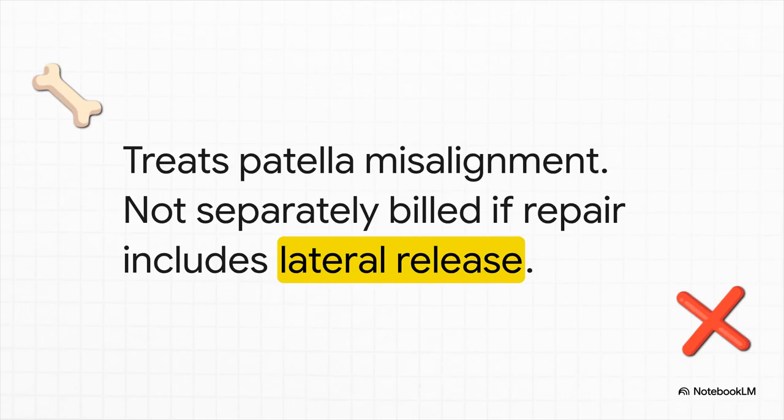The golden rule here is entirely based on your primary code's description. If your main open or arthroscopic repair code explicitly states that it includes lateral release, then 29873 is instantly absorbed. It just vanishes as a separate line item. You absolutely have to read the long-form descriptions of those primary reconstruction codes very carefully.